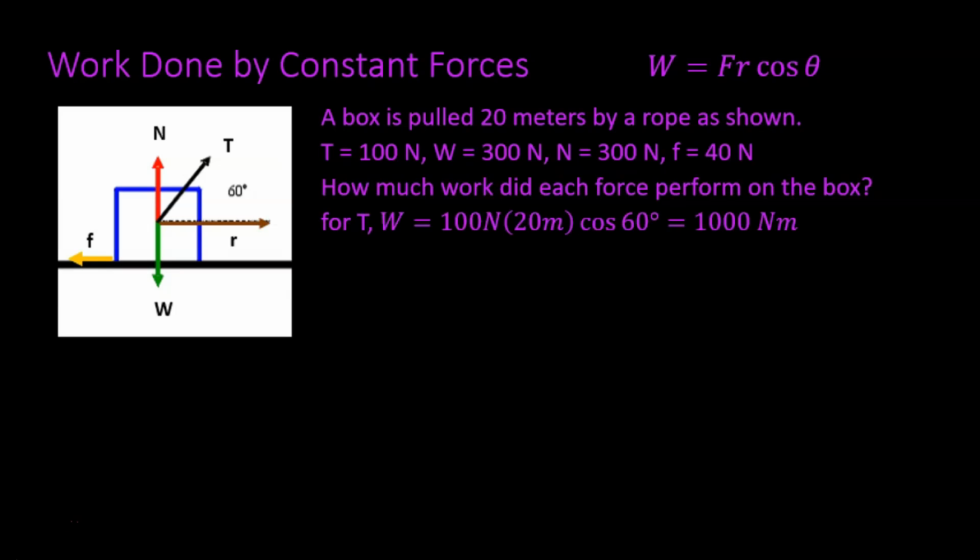Looking at the tension force, we use our formula, recognizing that the angle between the tension vector and the displacement vector is 60 degrees. We plug in our numbers and wind up with 1,000 Newton meters. Also, that would be 1,000 joules.